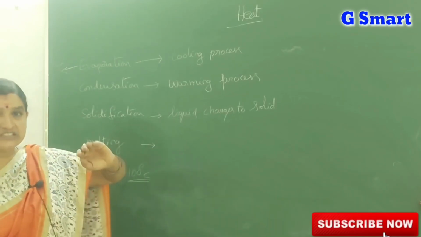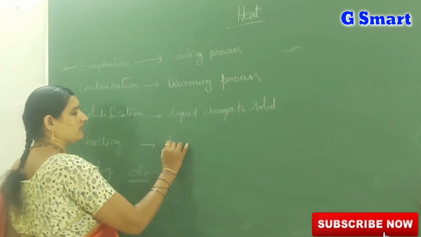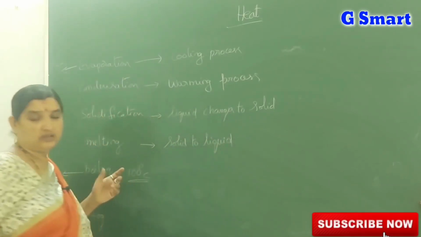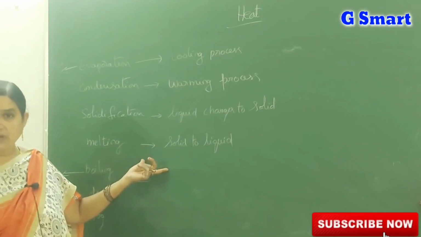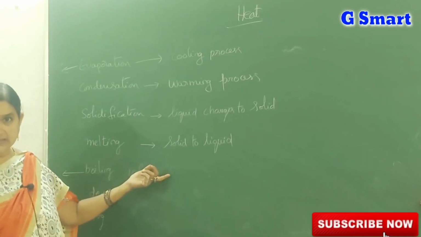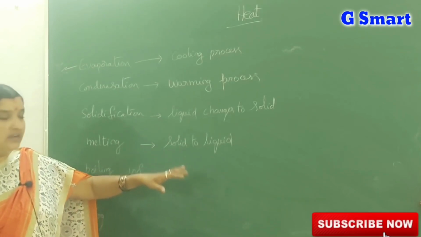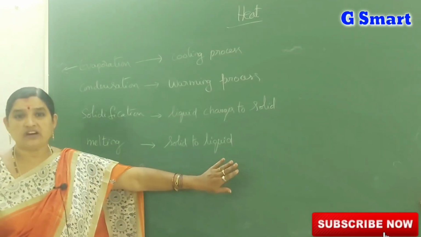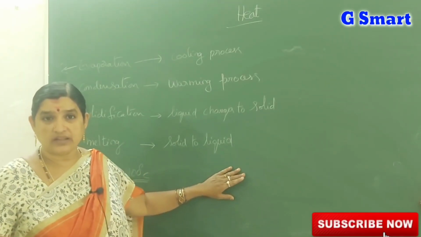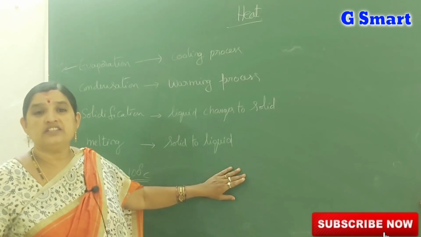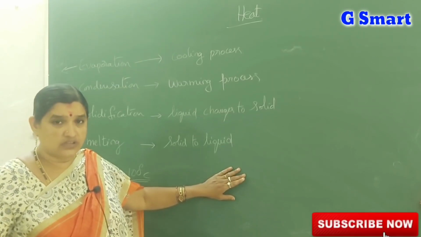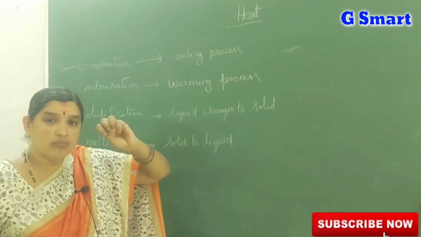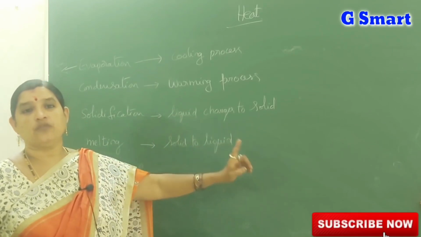Next, melting. When a substance changes its state from solid to liquid, it is called melting. Let us take an example of ice. When you give heat to the ice, it becomes water. Till the total ice becomes water, there is no change in its temperature. Temperature remains constant till the total amount of ice becomes water. So what happens to the heat energy we are giving? There is no temperature rise in the ice. The total energy is completely used to change the state of the ice to water.